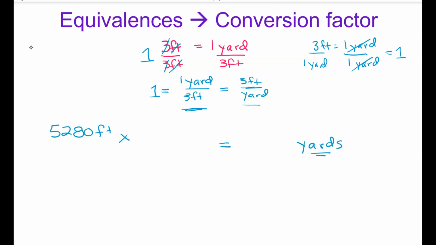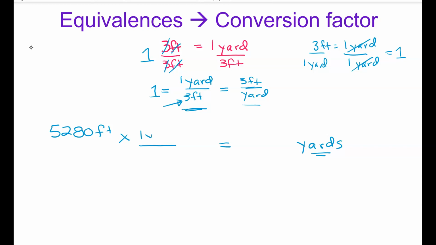Now, I often list the units that I'm aiming to get on the right side of my equation so that I know how to proceed. So I have feet, I know I want yards. That means I need to get rid of the units for feet. So when I multiply by my conversion factor, I'm going to use the one where feet is in the denominator so that it will cancel out.